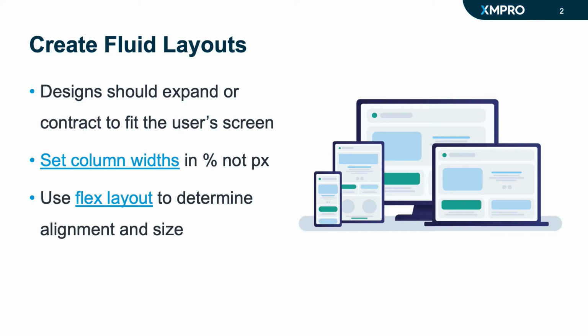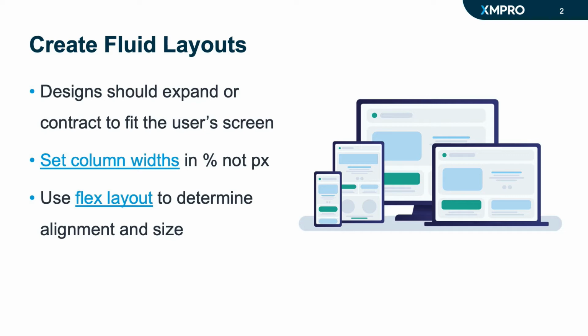How do you create an interface that looks organized, is easy to navigate, and responds to the device that it's being used on? Well, the answer is by creating a responsive grid layout. As we mentioned in the previous video on responsive design, it's important for a design to expand or contract to fit the user's screen. And to do that, you need to set column widths in your grid in percentages and not in pixels. So why not use pixels?